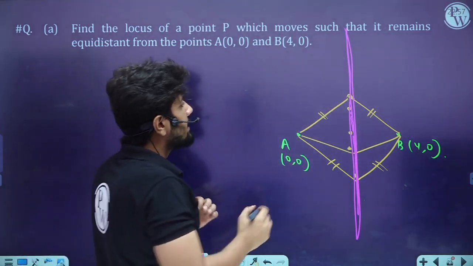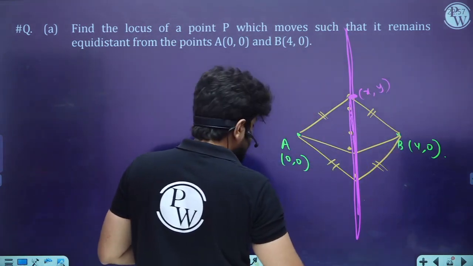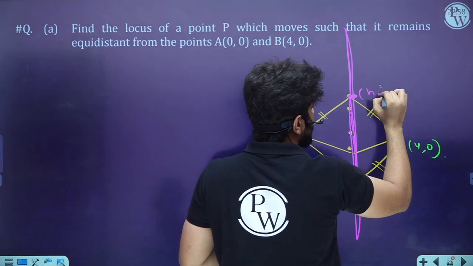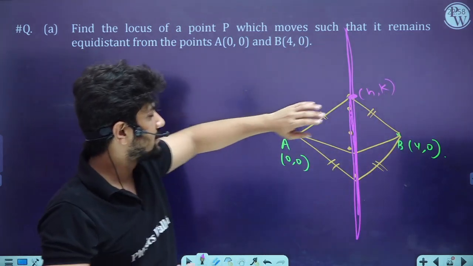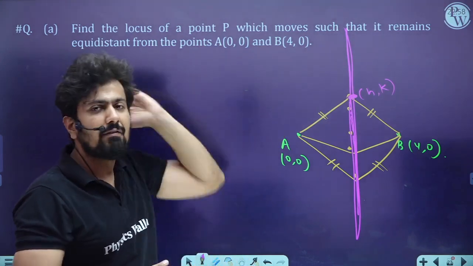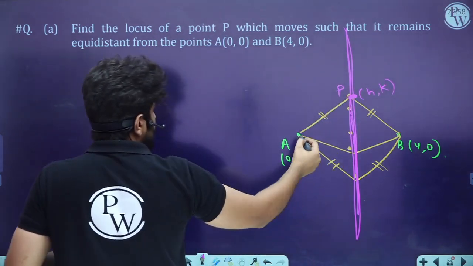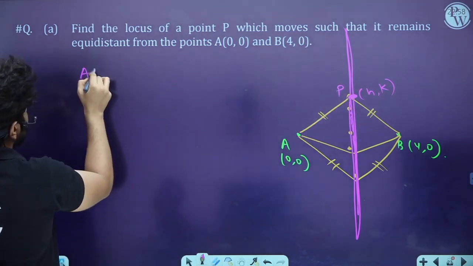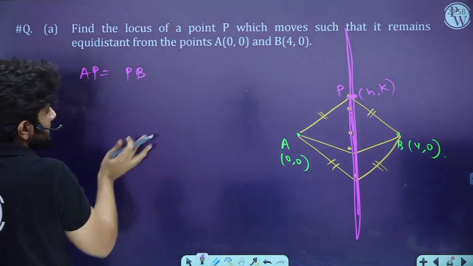So simply consider the coordinate to be X, Y, or you can consider the coordinate to be H, K, and then just in the end replace by X, Y. So if I consider the coordinate to be H, K, I will apply the required condition. Let's call this point P. So distance between A and P, AP, is equal to distance between P and B. These two things are equal.